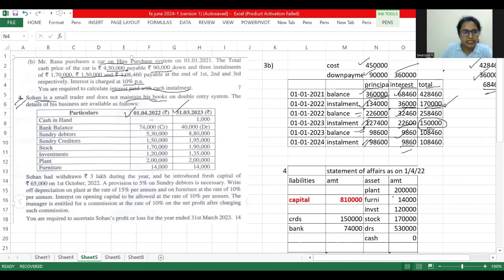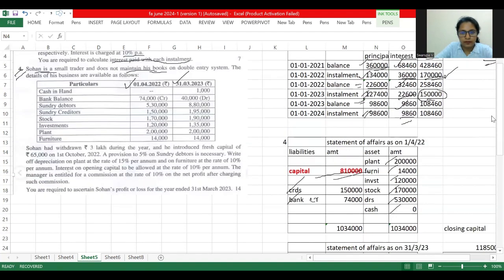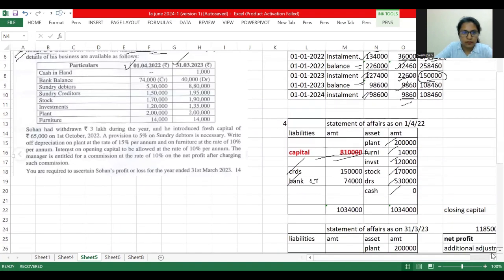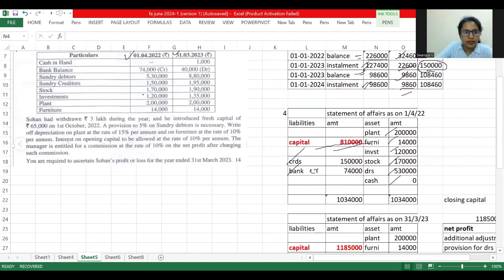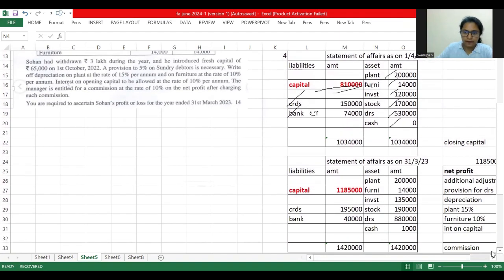Just posting the data that is given in the question. Plant, furniture, investment, stock, debtor, cash. Okay, bank balance, it is a credit balance, so it comes on the liability side as an overdraft. And then creditor. What is the balancing figure? Balancing figure is my capital. Okay, and you need to prepare the same statement of affairs for 31/3/23 with the data that is given in the question.